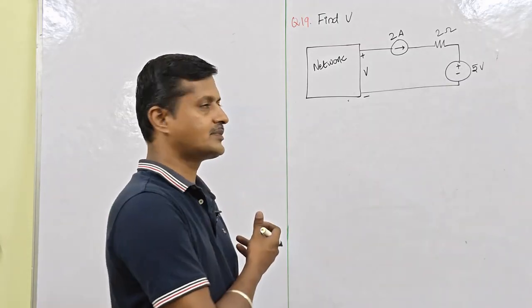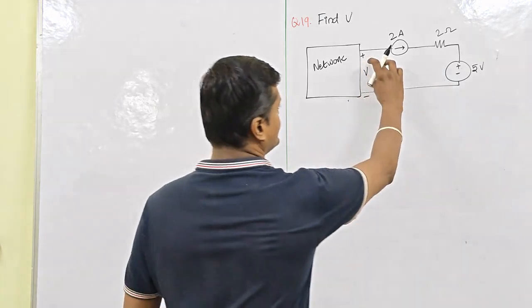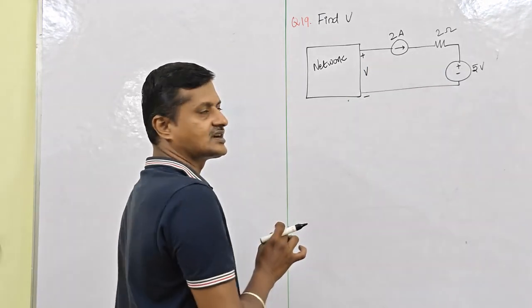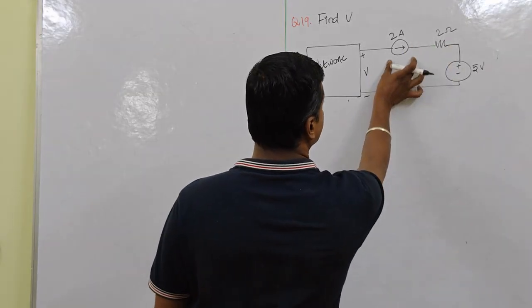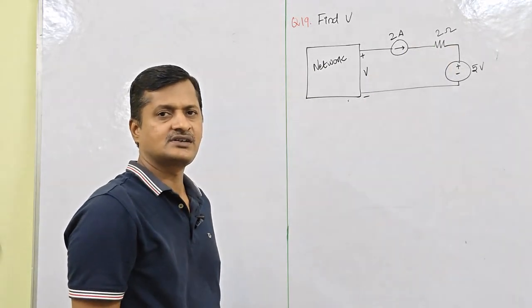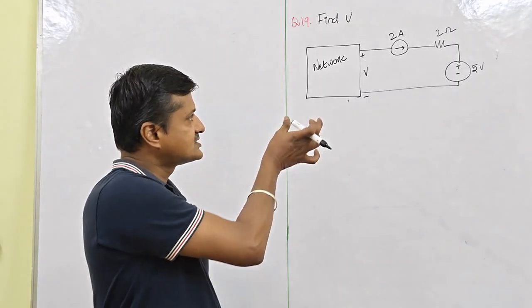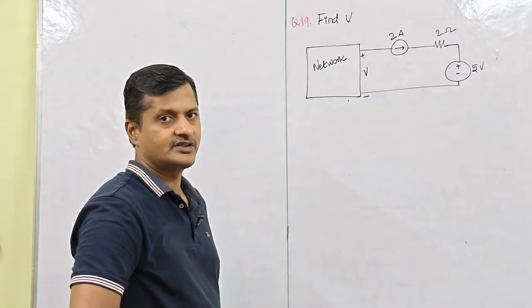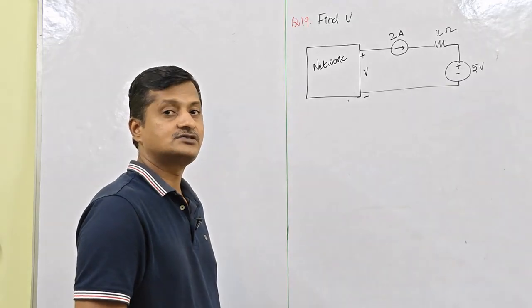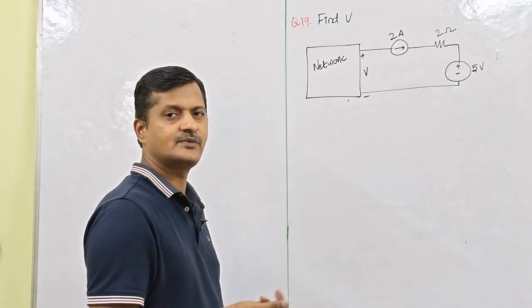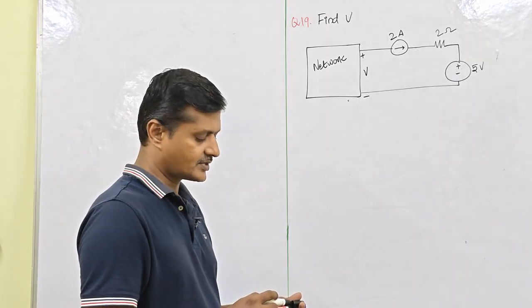Now we have to apply Kirchhoff's voltage law so that we can find the value V. What is the voltage across the current source? Only if the polarities, plus and minus, are given are we supposed to find the value. Otherwise we cannot do anything, and we cannot solve this equation.